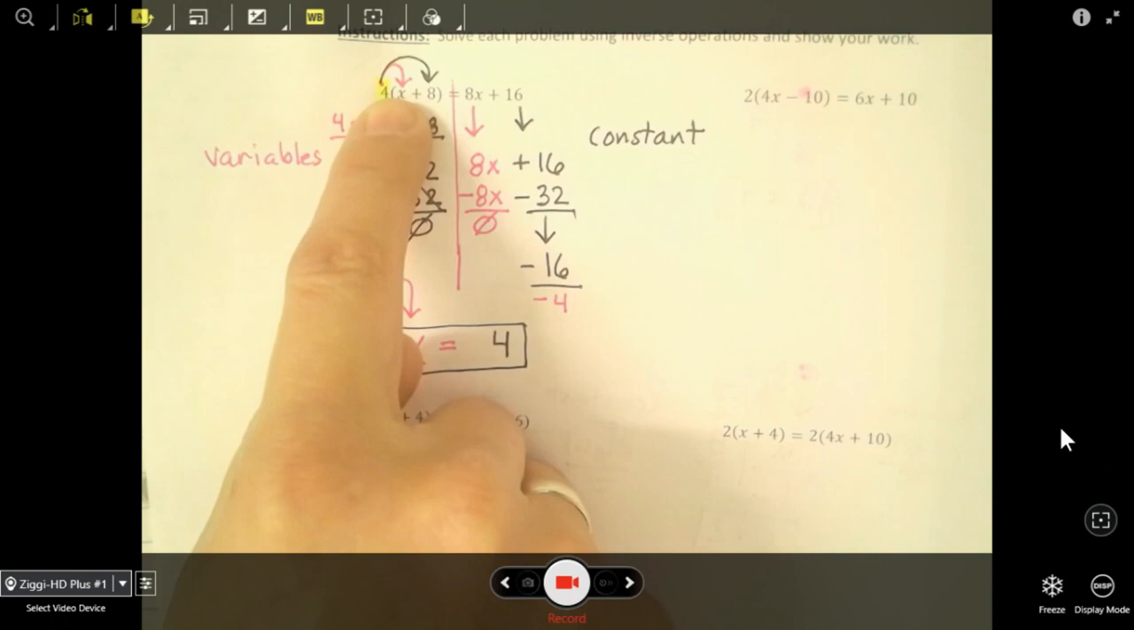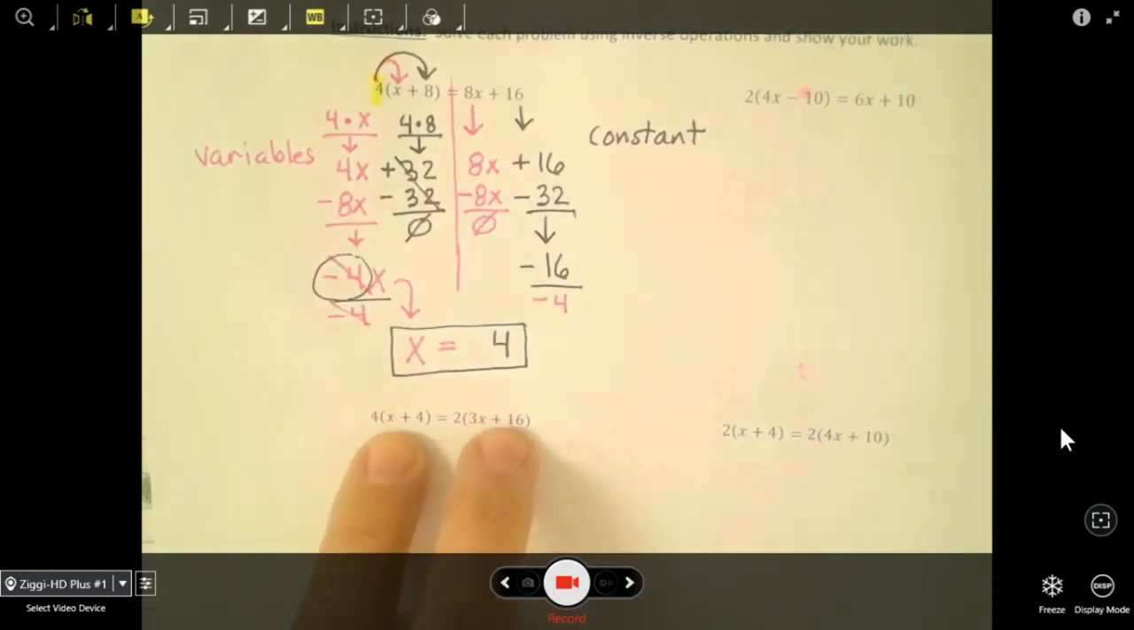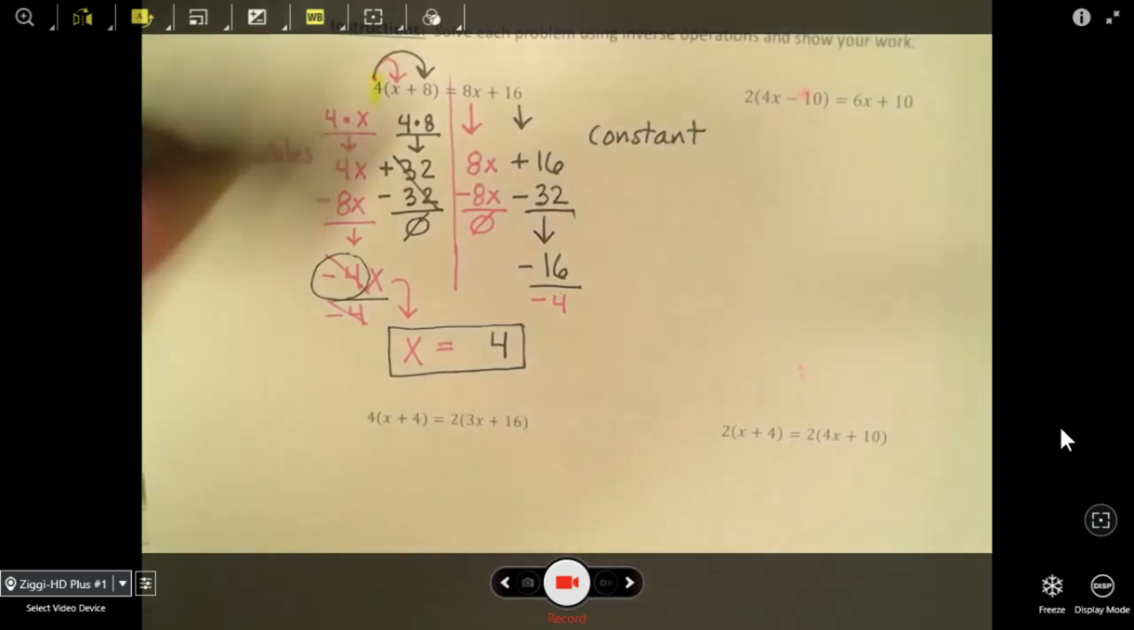Notice we only had one set of parentheses here, but on this one we now have 2 sets of parentheses. So it's going to be a little bit more challenging. We'll have to distribute 2 times, right? 1 time on the left and a second time on the right. Let's go ahead and look at that problem and do it.